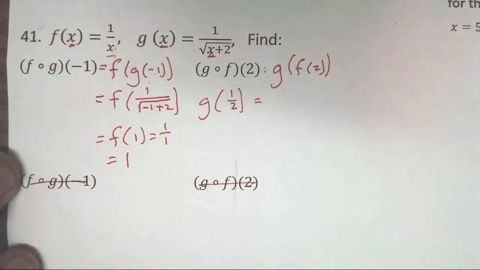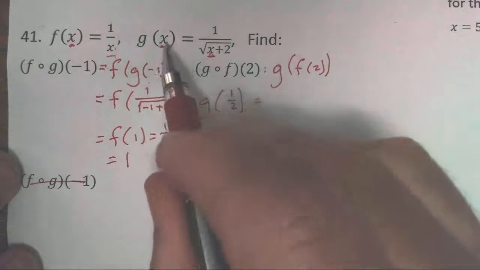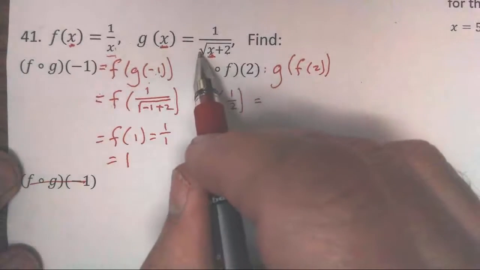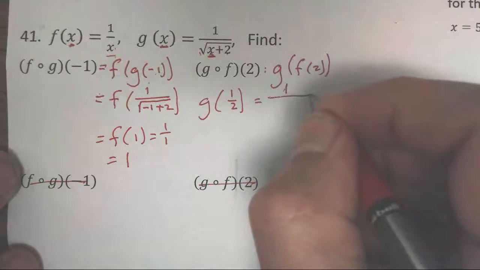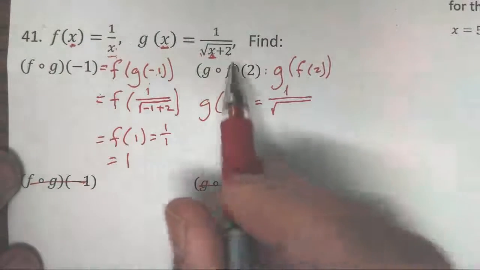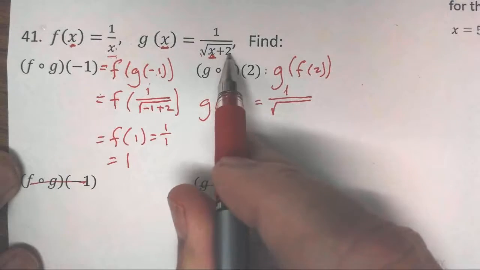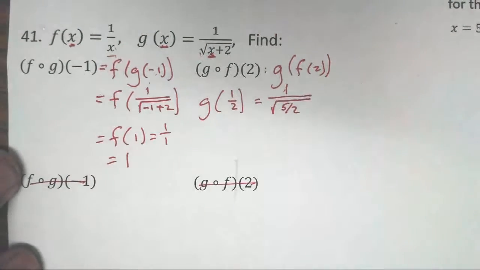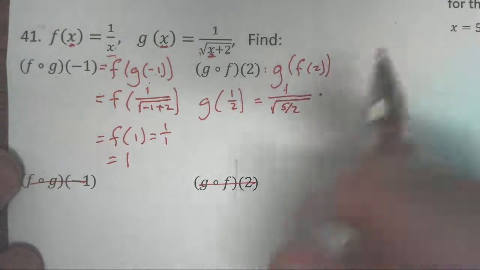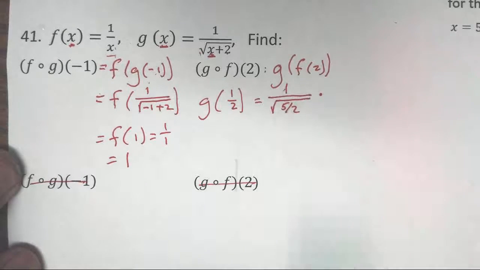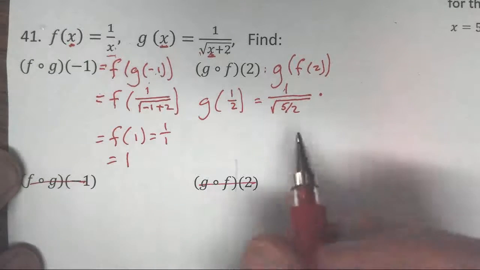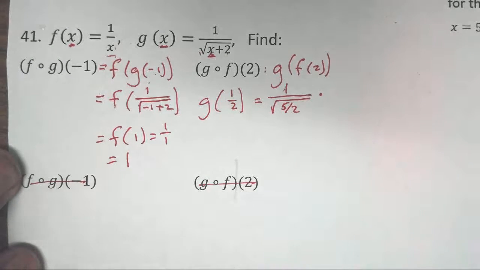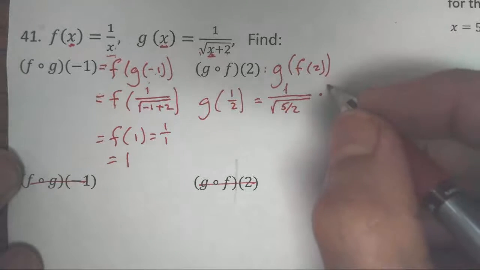1/2. G of 1/2, g is a factory that takes things, puts them right here, adds 2, takes the square root, puts it underneath 1. So 1 over square root of 1/2 plus 2, or 1/2 plus 4/2, 5/2. Well, we might leave the answer like that at times, but I'm certain for the AP test you'll not want your answer to be left with a radical in the denominator, so we're going to rationalize that.